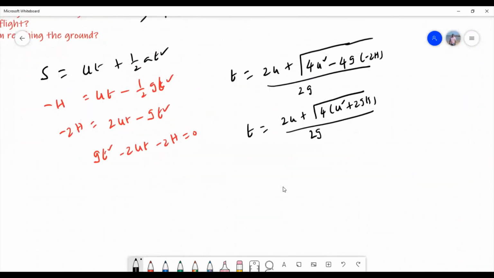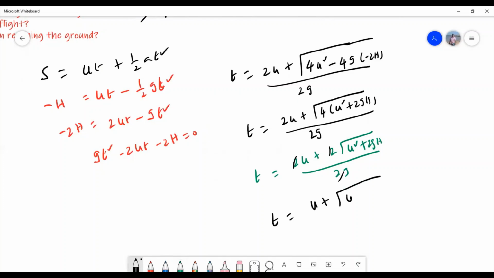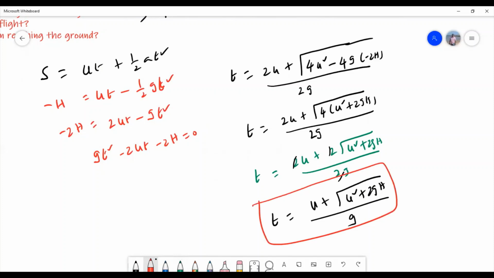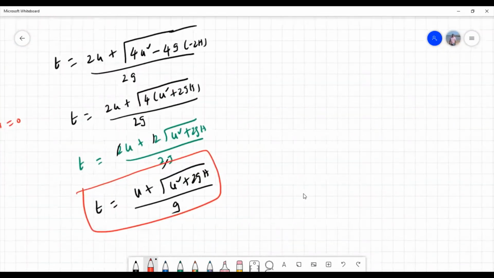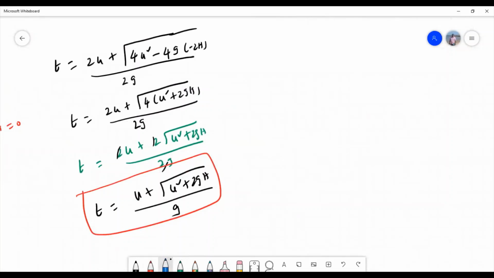If I take 4 out, it becomes 2. So the time of flight is nothing but 2u plus 2 root over u square plus 2gh whole upon 2g. Simply we can cancel 2 here. So ultimately the time of flight for the body projected from the tower is u plus root of u square plus 2gh by g. This is a very important equation. This can be written in many different forms, and usually it is given in different forms.